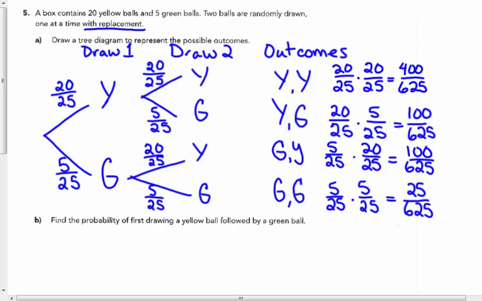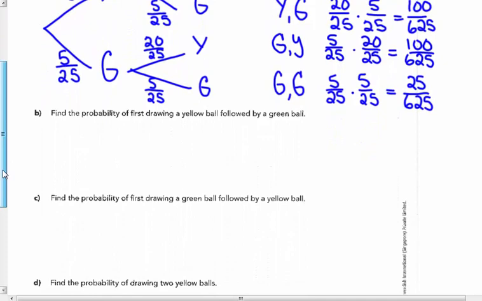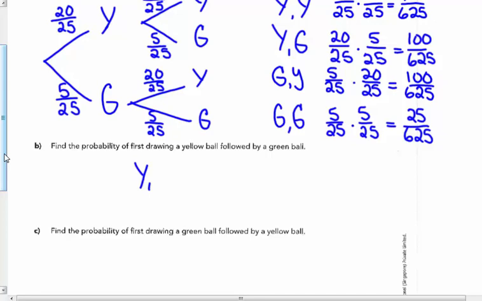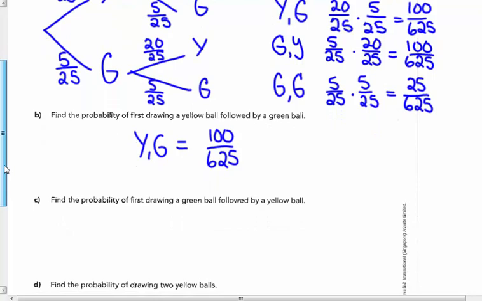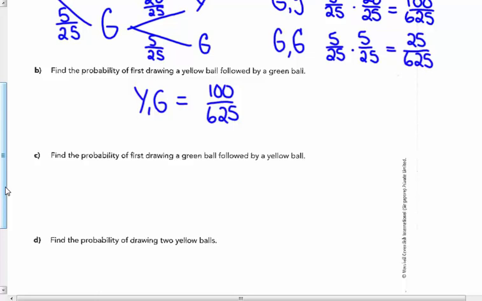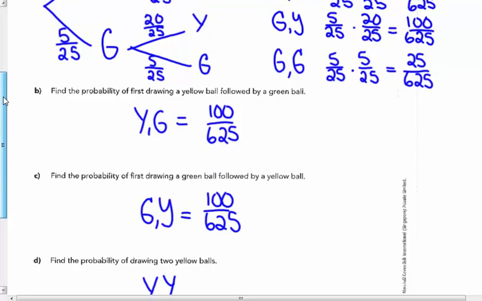I've multiplied correctly, so now I'm going to answer my questions. Find the probability of first drawing a yellow followed by a green. Yellow followed by green equals 100 out of 625. Now my work is shown up above here in my tree diagram, so I'm okay if you just write down 100 out of 625. Find the probability of first drawing a green followed by a yellow. So that's the commutative property. And again, that's going to be 100 out of 625. And then find the probability of drawing yellow, yellow. And we saw that that had the greatest probability, right? Because most of the balls are yellow. That was 400 out of 625.